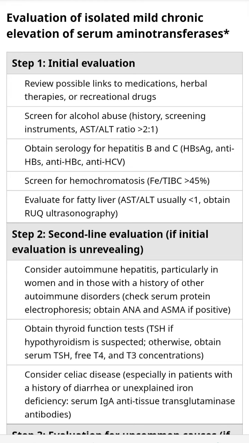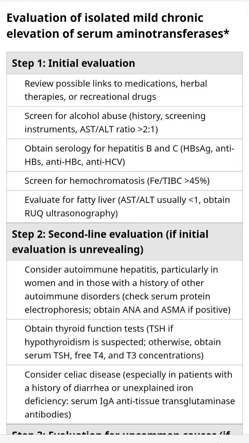Now, if the initial evaluation is unrevealing at any time, then you will step up to a second line evaluation. So consider autoimmune hepatitis, particularly in women and in those with a history of other autoimmune disorders. And for that matter, you need to check serum protein electrophoresis, obtain ANA levels and ASMA if positive. ASMA means anti-smooth muscle antibody, right?